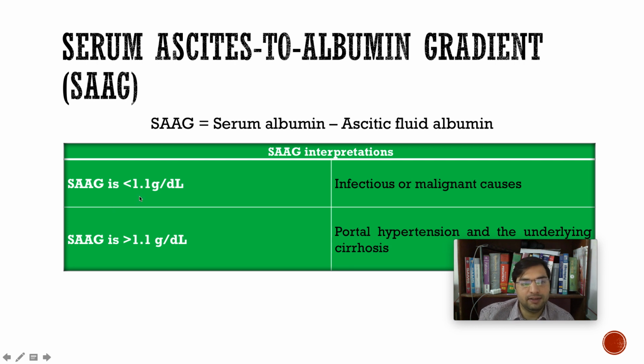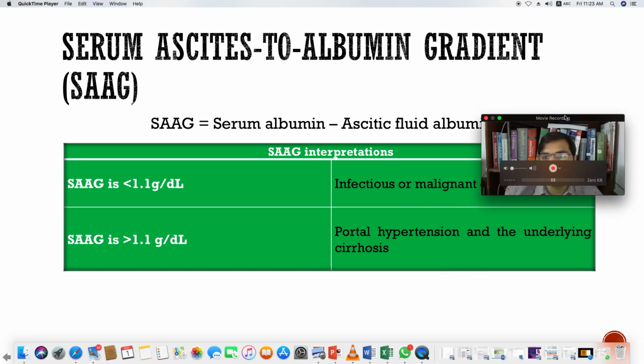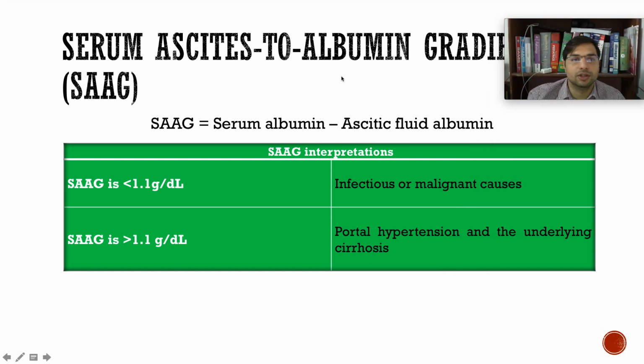If the SAAG is less than 1.1 gram per deciliter, then the causes are infectious or malignancies, that is, the ascitic fluid is an exudate. And when SAAG is greater than 1.1, then the serum albumin is more than the ascitic albumin, right? If the SAAG score is more than 1.1, then the cause is portal hypertension. So this SAAG score is more accurate and more recent than transudates and exudates.